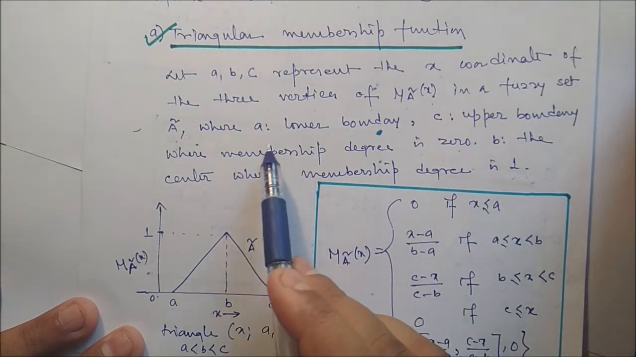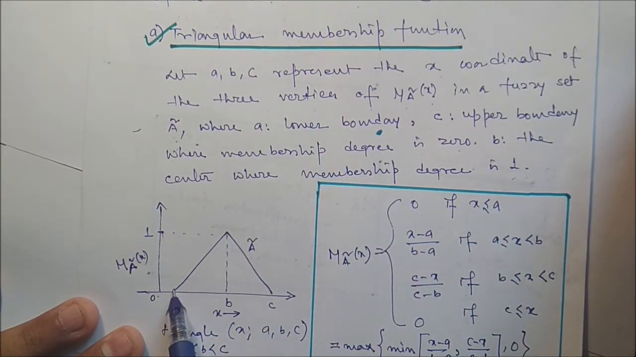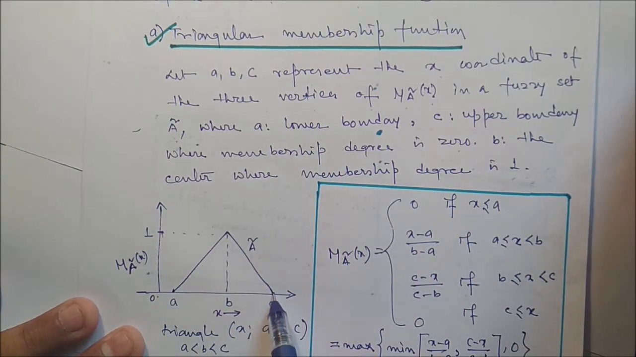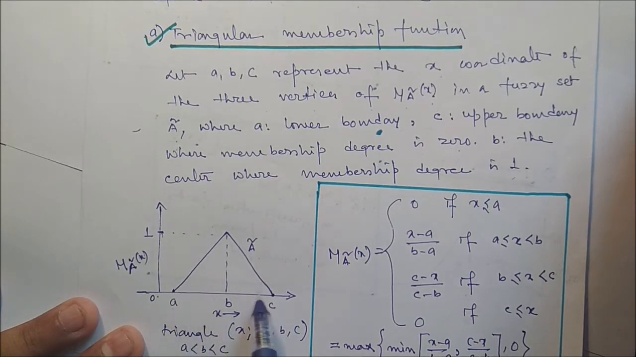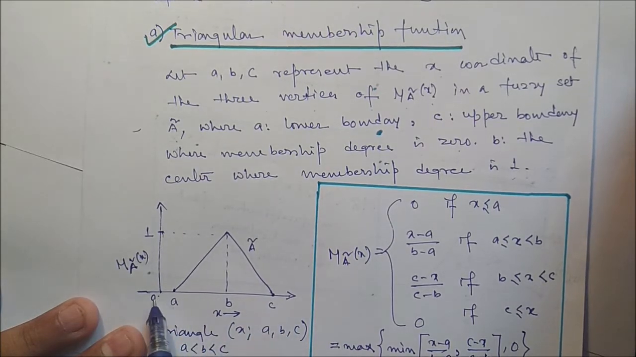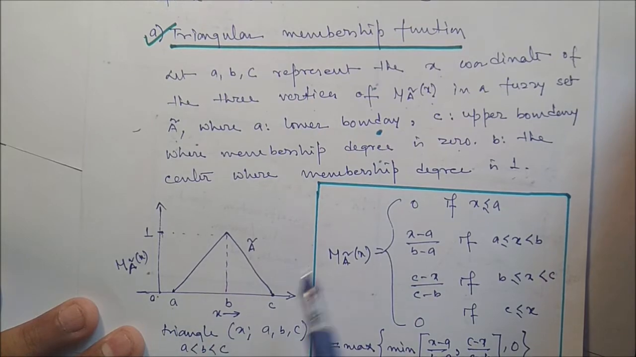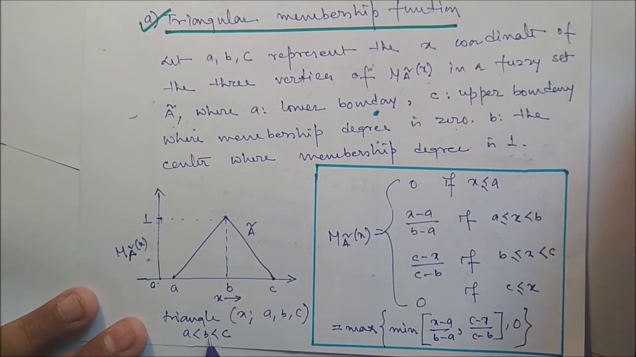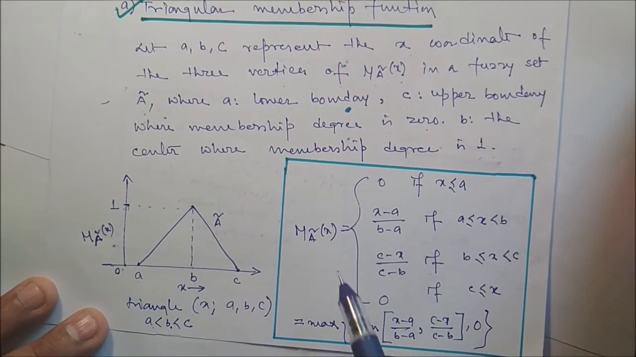Here a is the lower boundary, and c is the upper boundary where membership degree is 0. In that case, the membership value is 0. And b is the center where membership degree is 1. So the value of c is greater than b, and b is greater than a. So easily we can get the membership value of any crisp value.